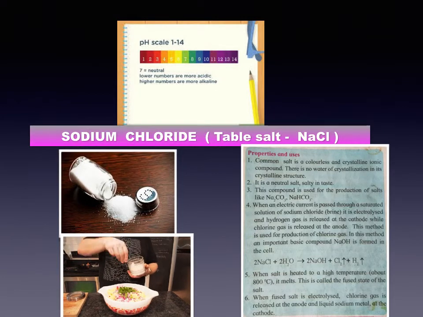When an electric current is passed through a saturated solution of sodium chloride, also called brine, it is electrolyzed and hydrogen gas is released at the cathode while chlorine gas is released at the anode. This method is used for production of chlorine gas. In this method, an important basic compound, sodium hydroxide, is formed in the cell. When salt is heated to a high temperature, about 800 degrees Celsius, it melts, and that's called the fused state of the salt. When fused salt is electrolyzed, chlorine gas is released at the anode and liquid sodium metal at the cathode.